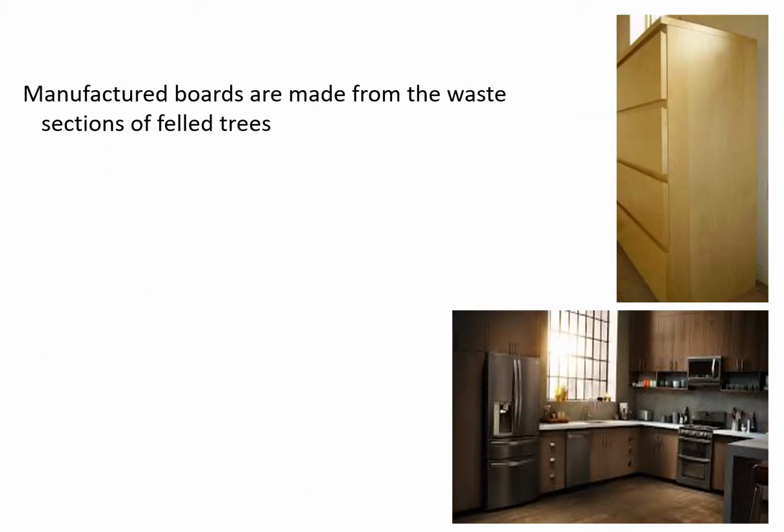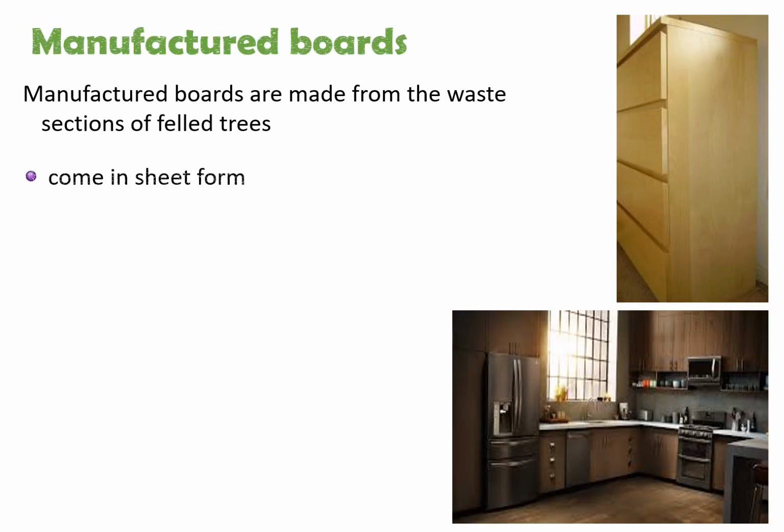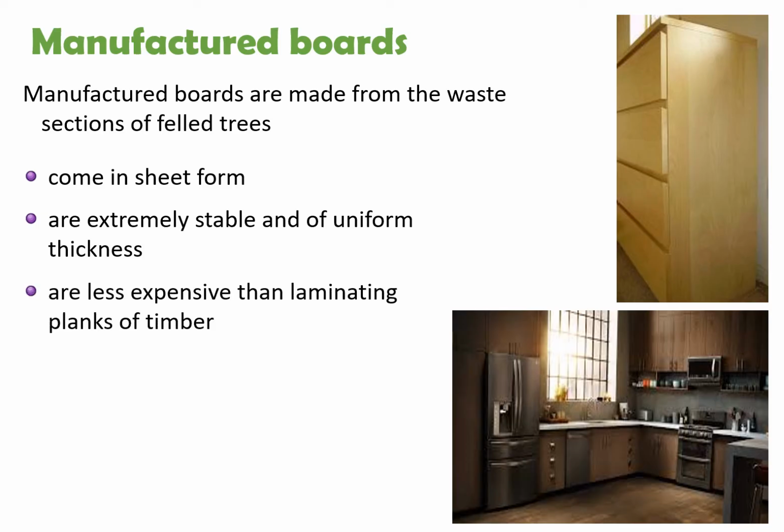Let's now look at manufactured boards. Manufactured boards are made from waste sections of felled trees. They come in sheet form. They are extremely stable and have a uniform thickness. They are less expensive than normal types of timber, and they can be covered with veneers.